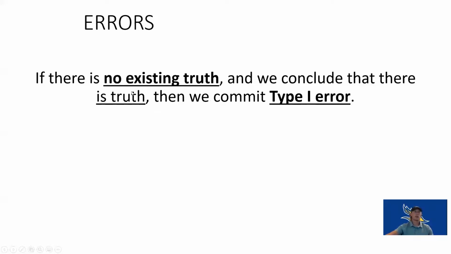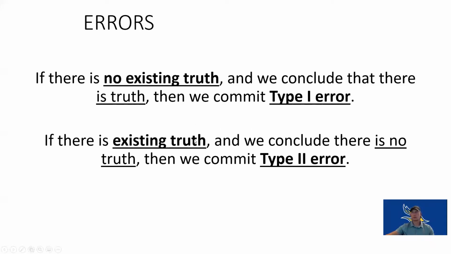If there is no truth and we conclude there is truth, then we've made a type 1 error. So if there is no truth about the population and we conclude that there is truth, then that's a type 1 error. There's nothing, but we think there is, or we say there is. That's a type 1 error, because maybe it was a different sample. Maybe that sample doesn't accurately describe the population. Maybe we made errors in our study. We don't want to make a type 1 error. We don't want to say there is when there isn't.